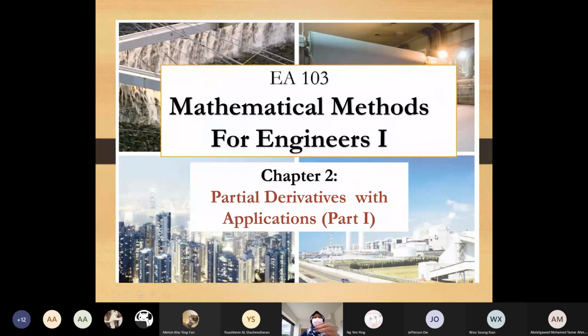Okay, I hope that you can see the slide. For this chapter 2, we will learn about the partial derivative with application. We will look at some applications related to engineering that we can solve by using the partial derivative. All right.